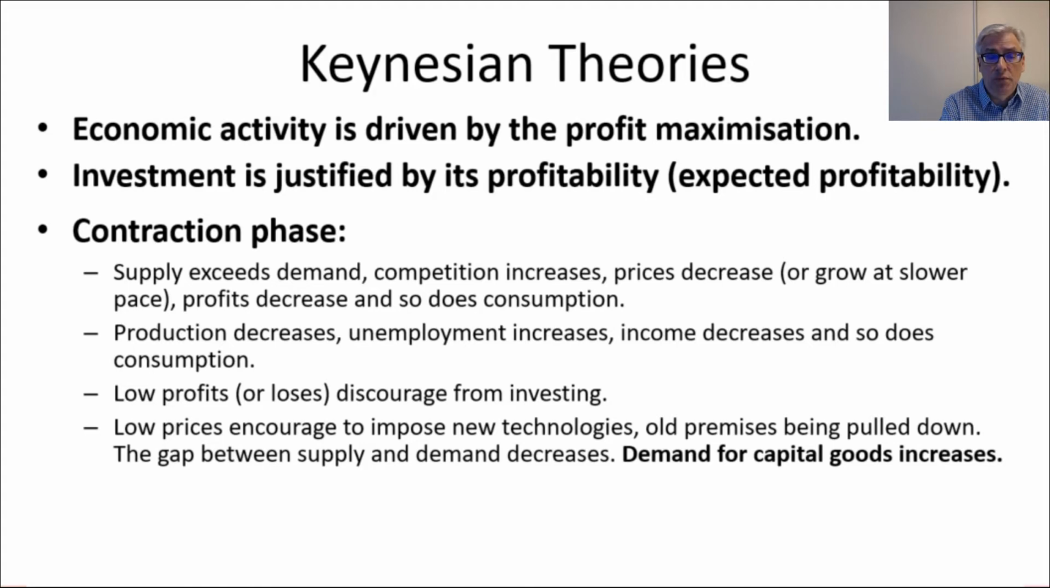So we could go back to the first point here in this slide. Competition increases, prices decrease, profits decrease, and so does consumption, and so on and so forth. So we are in a kind of vicious cycle, right? Decreasing both demand and supply, and the economy working at a lower and lower level of output.